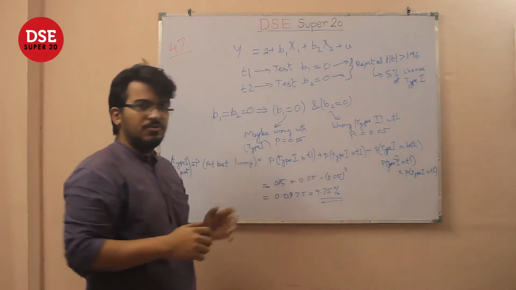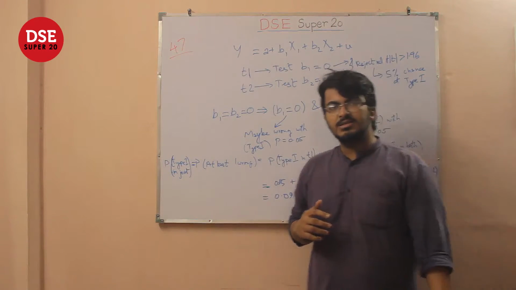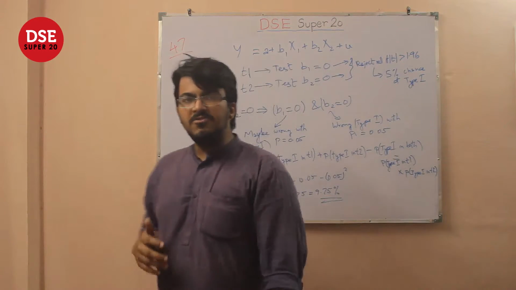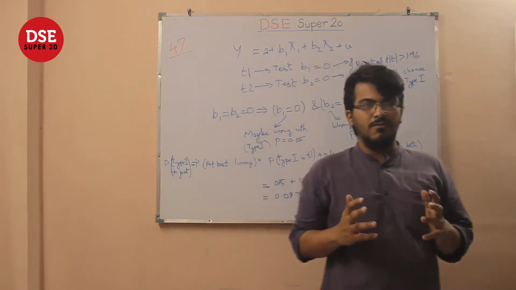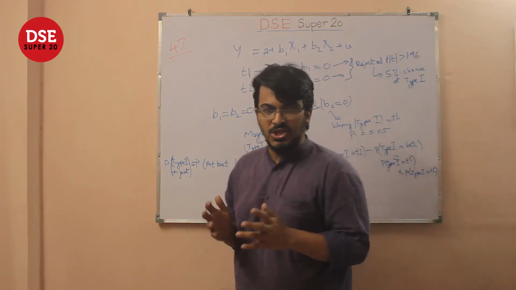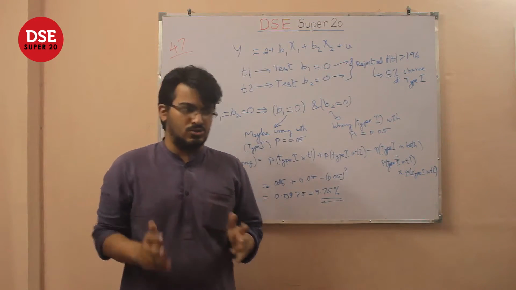Alright, so let's move on to question 47. Question 47 is about hypothesis testing and type 1 errors. A type 1 error is what happens in hypothesis testing when you have a null hypothesis that you reject, but it turns out that in actuality, the null hypothesis was actually true.